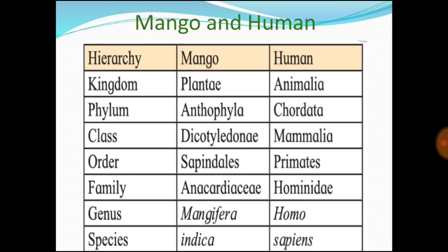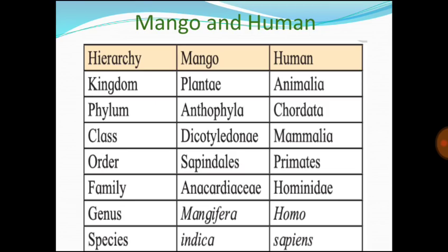Hierarchy: kingdom, phylum, class, order, family, genus, species. Mango: kingdom Plantae, phylum Anthophyta, class Dicotyledonae, order Sapindales, family Anacardiaceae, genus Mangifera, species indica. Human: kingdom Animalia, phylum Chordata, class Mammalia, order Primates, family Hominidae, genus Homo, species sapiens.